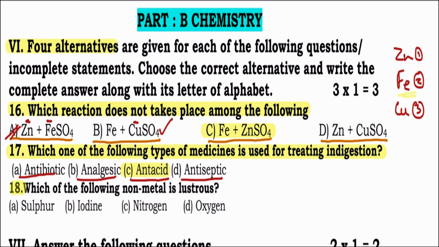18th question. Which of the following non-metal is lustrous? Option A is sulfur, option B, iodine, option C, nitrogen, and option D, oxygen. Most of the non-metals are not lustrous, which prevents them from reflecting light. The answer for this question is option B, iodine.